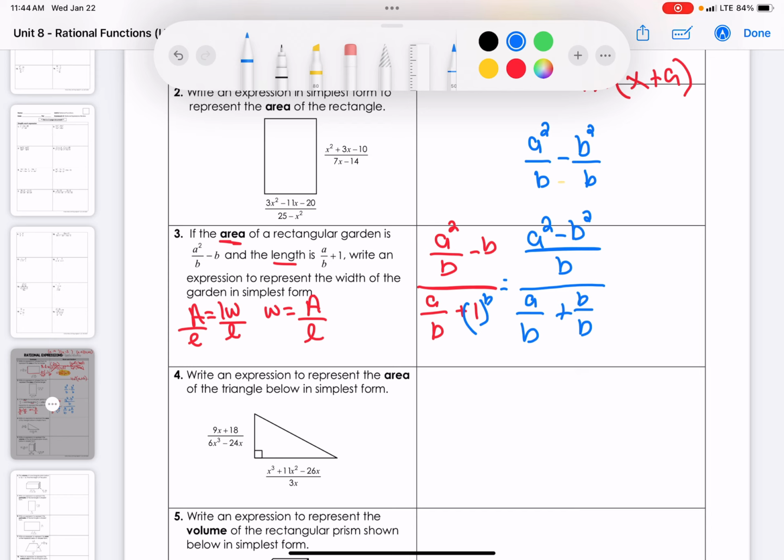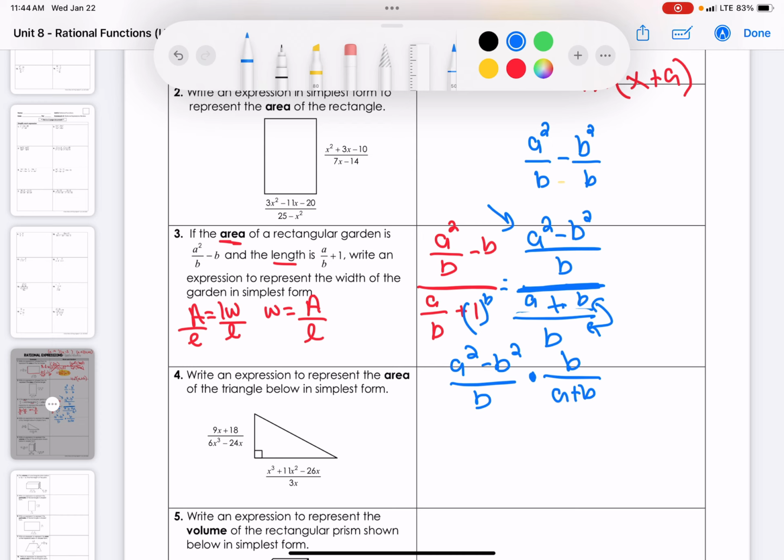All right, so now we could simplify this part. Remember when you're dividing fractions, we're going to multiply times the reciprocal. And also with this part right here, we could just put this as a plus b all over b. So now we're going to multiply times the reciprocal. I'm going to bring this down, so I have a squared minus b squared over b. Then I'm flipping this and I'm going to multiply it, so b over a plus b.